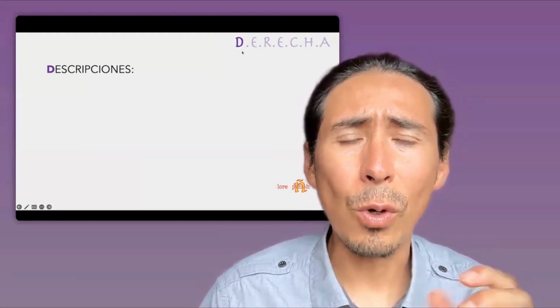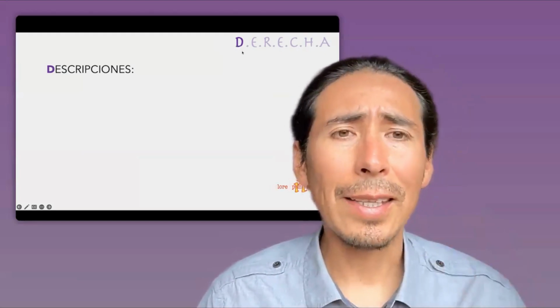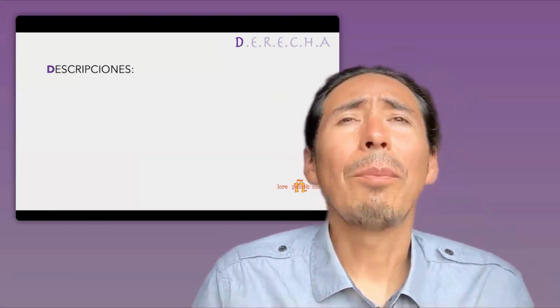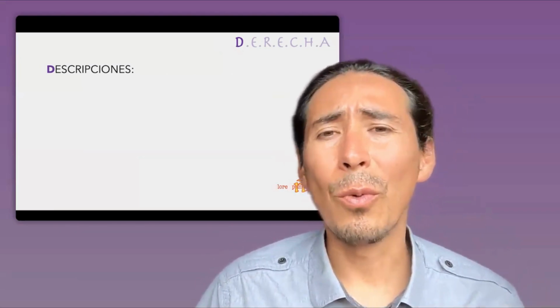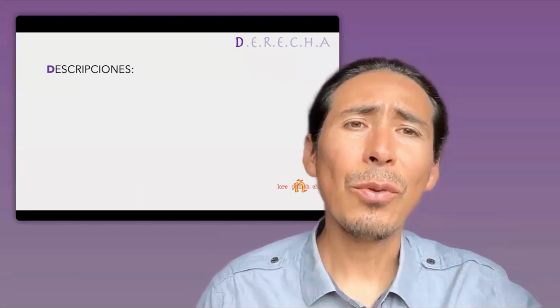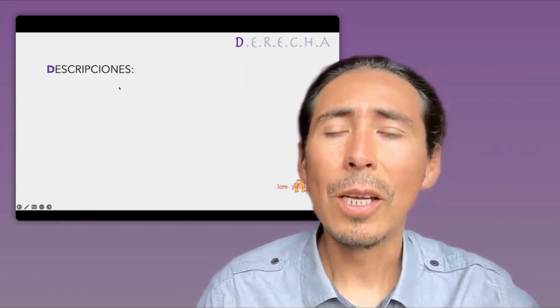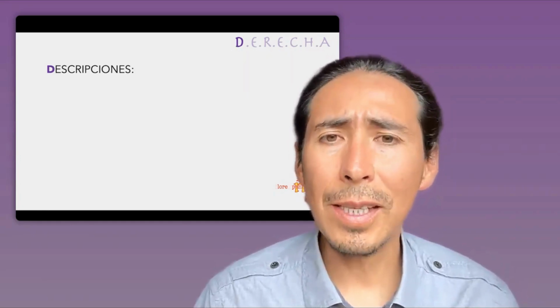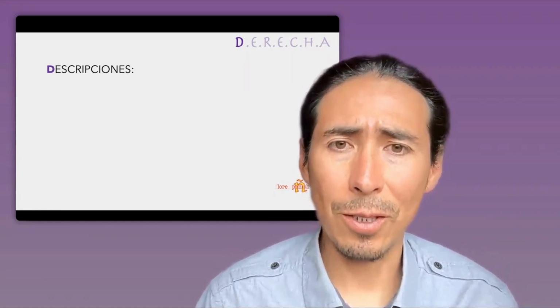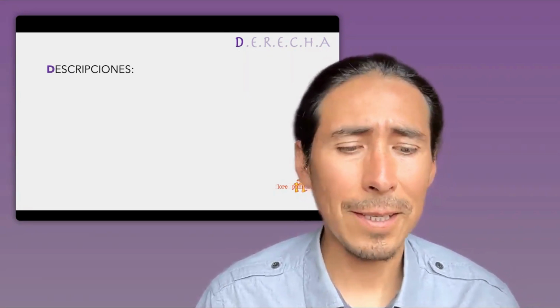So what is an acronym? An acronym is normally a word that we use, and the letters of the word help us to remember when to use it. For this case, we are going to use the Spanish word derecha, right. So the D has one of the meanings, descripciones, descriptions. So we use this past tense for doing descriptions in the past.